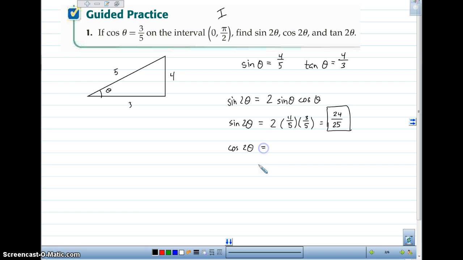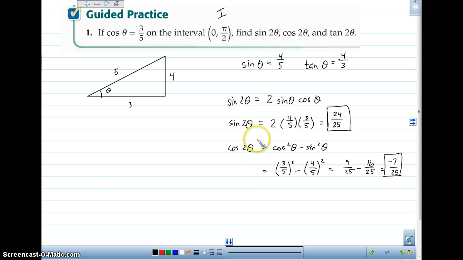Cosine of 2 theta is equal to cosine squared theta minus sine squared theta. So if I plug in cosine, that's 3/5 squared minus sine theta was 4/5 squared. That's 9/25 minus 16/25. So we get negative 7/25. Okay, so that's my cosine.